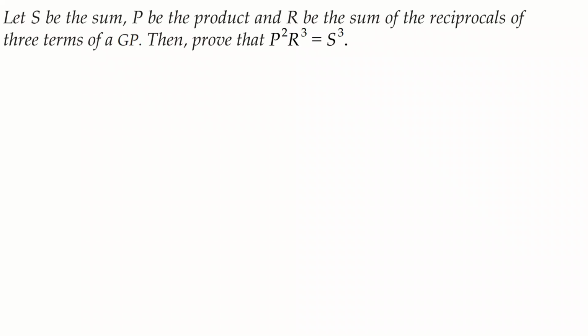Now, let S be the sum. Are they saying consecutive? Let S be the sum, P be the product, and R be the sum of the reciprocals of three terms of a GP. Yeah, three terms of a GP means three consecutive terms. So let us assume that the three terms are A by R, A, and AR.